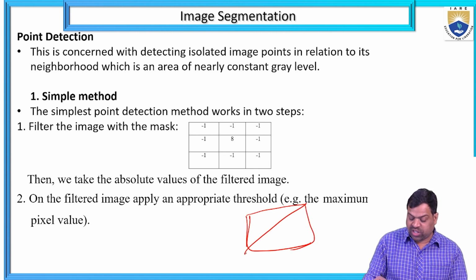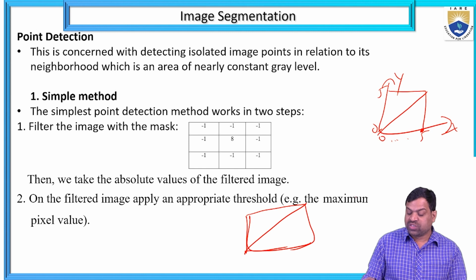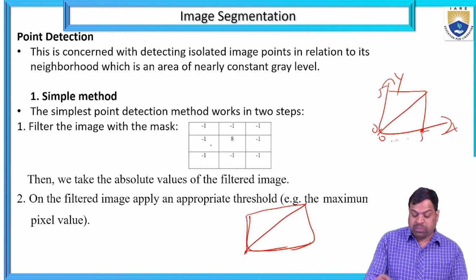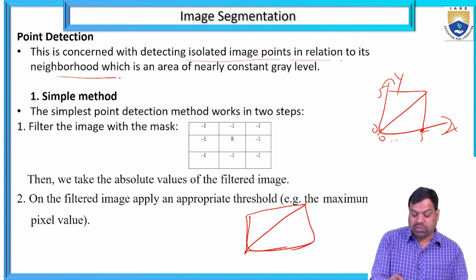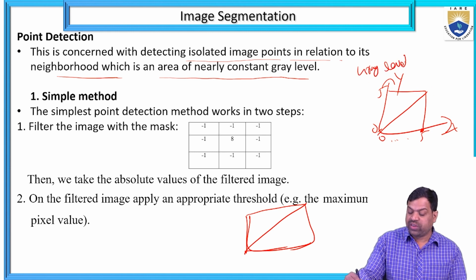What are the threshold levels? Say the x and y axes go from 0 to 5. On the x-axis and y-axis, what are the threshold levels? This depends on detecting isolated image points in relation to their neighborhood, which has nearly constant gray levels, when you are finding the gray level intensities.